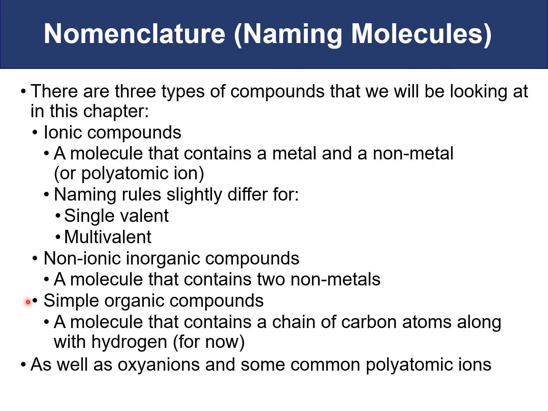Then we have a series of simple organic compounds, which is meant to give you a glimpse into what you will see in an organic chemistry class. These are molecules that contain a chain of carbon atoms along with hydrogen. If you take organic chemistry in later courses, you'll find that there is a lot greater variety to the different types of naming and nomenclature than we will be covering in this particular chapter. We will also look at oxyanions and some other common polyatomic ions that will be used when we're working with our ionic compounds.